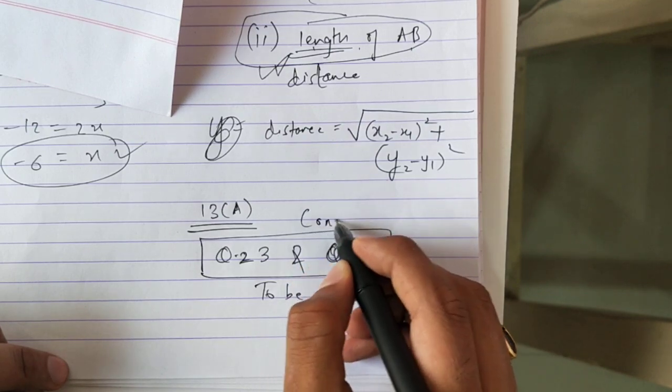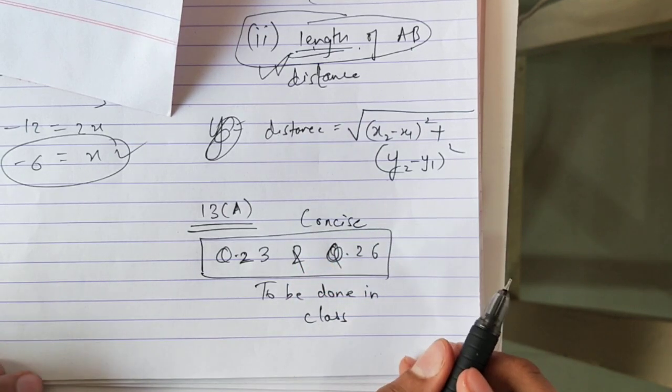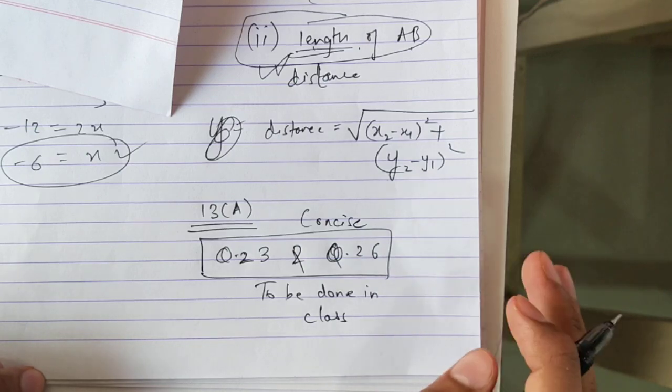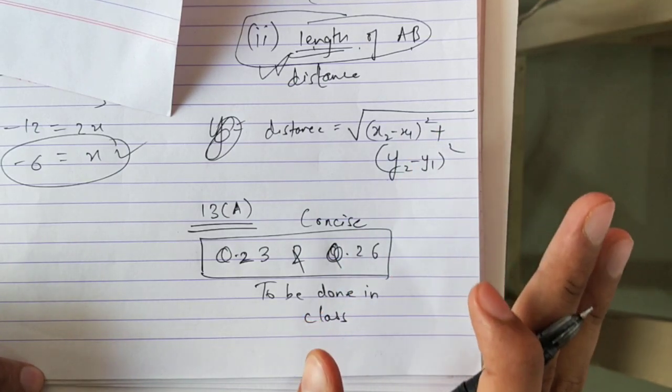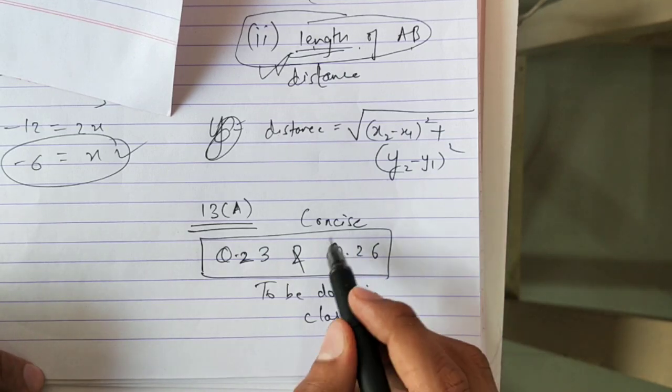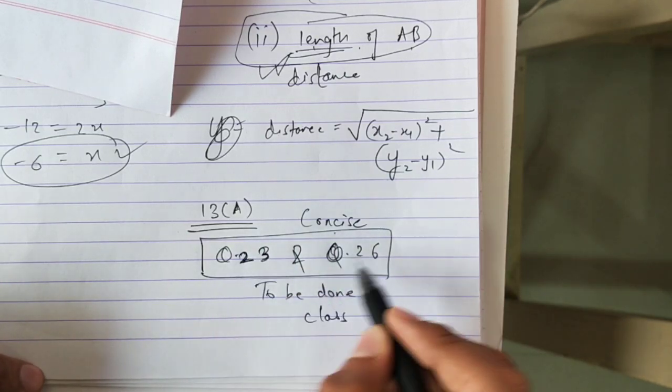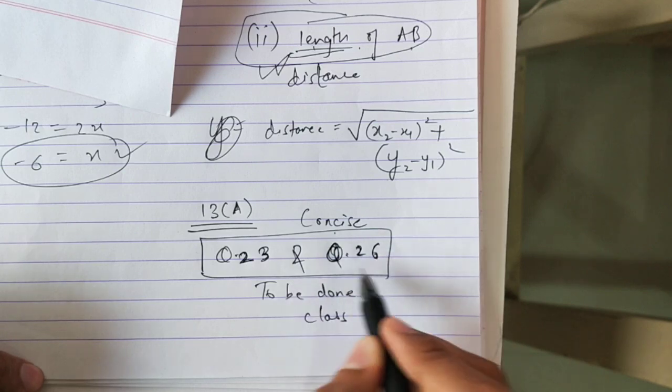I'm talking about Concise. In Frank, all the questions are easy, all the concepts are done. So for Frank, you can do the entire exercise. I'm going to share the homework in the group. For Concise, question number 23 and question number 26. Note down these questions.